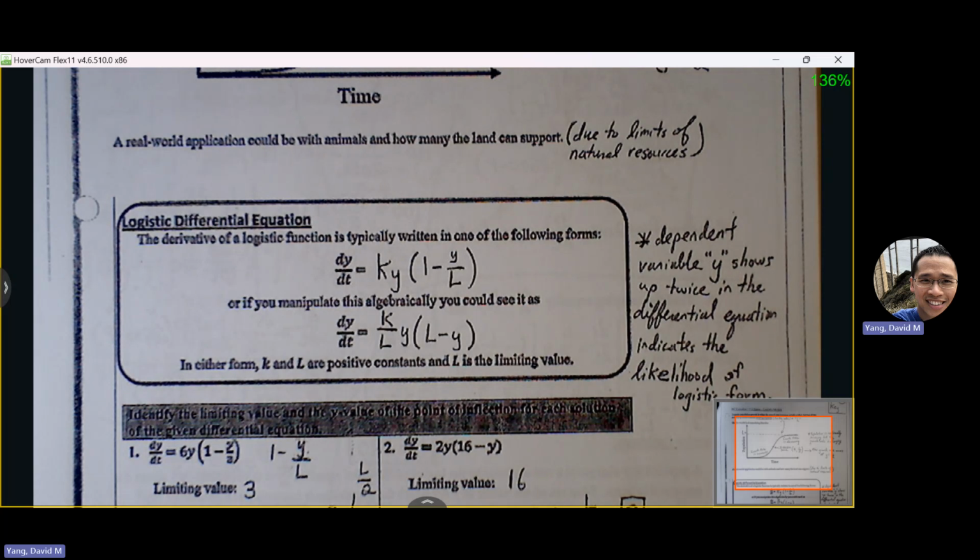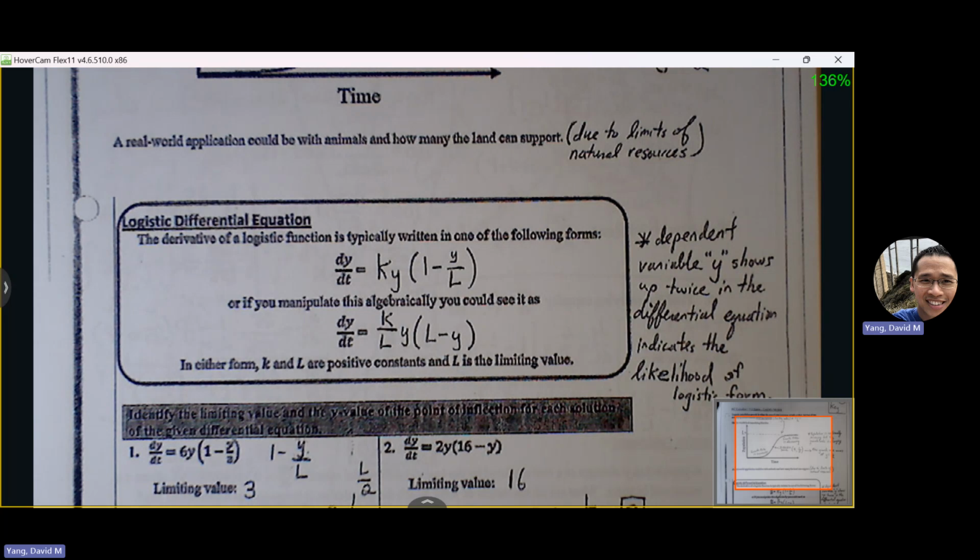So the derivative of a logistic function is typically written in one of the following forms. dy/dt equals k times y, parentheses 1 minus y over L. The dependent variable y shows up twice in the differential equation, which indicates the likelihood of a logistic form. So if you ever see your dependent variable show up twice, either y is being squared or you see two different expressions with y's in them, that's an indication that they're probably trying to get us to make a match or to think in terms of a logistic differential equation.